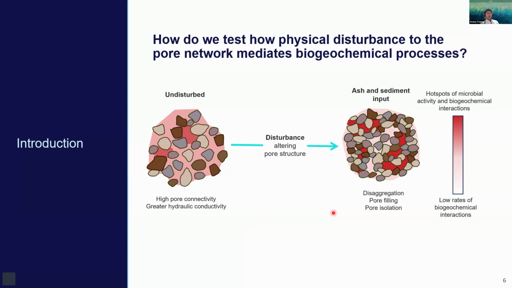An example would be if we had ash and sediment input into an undisturbed core, and this will disaggregate and cause a lot of closed off isolated pores and hotspots for microbial activity. And we want to be able to capture this in a low resolution or a low complexity micromodel without having to destroy our original core in doing any of these experiments, whether it be growing microbes or plants or doing medium flow simulations.